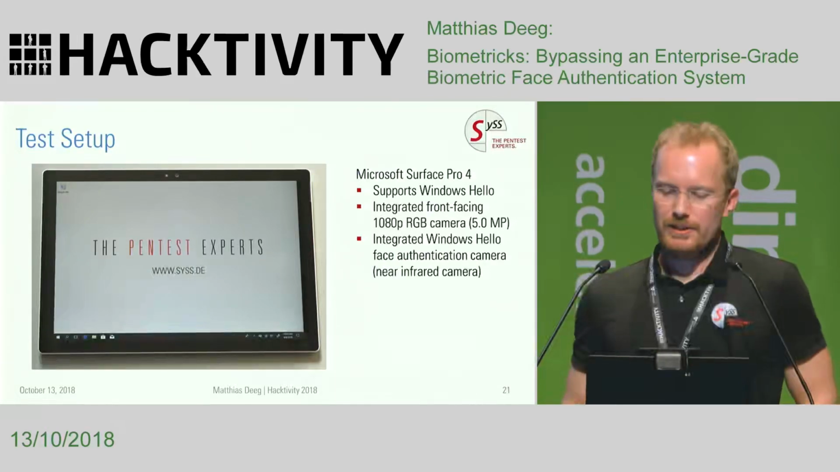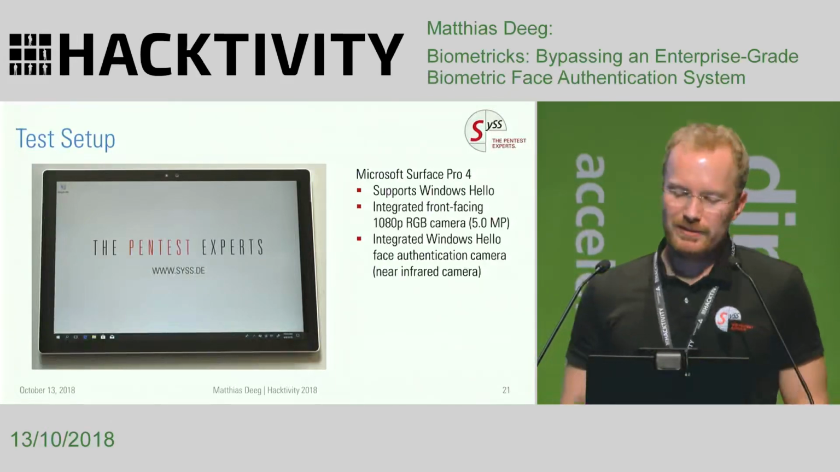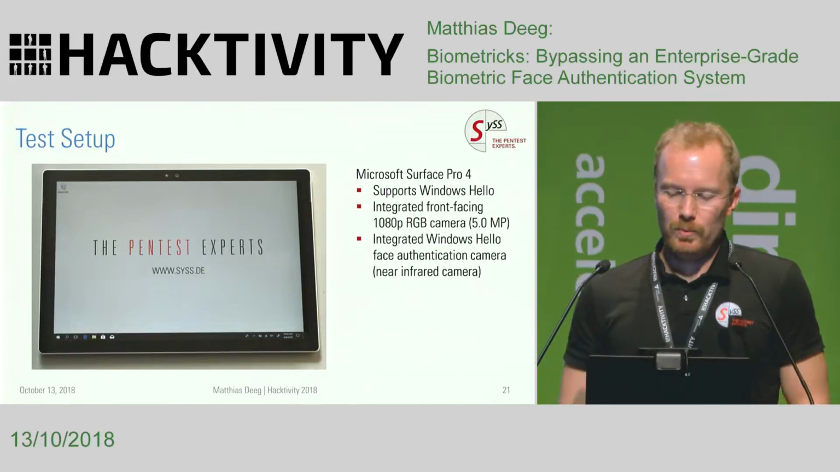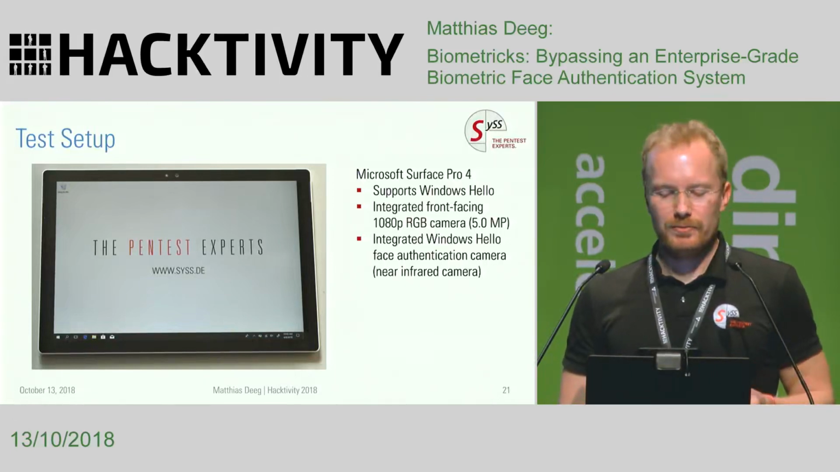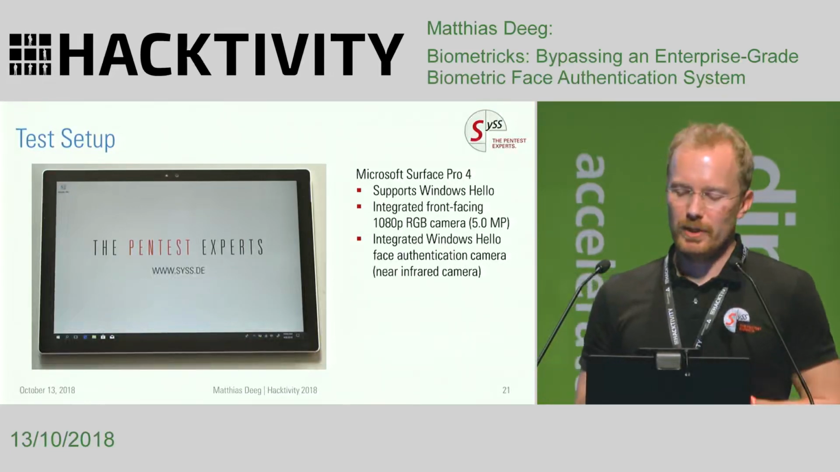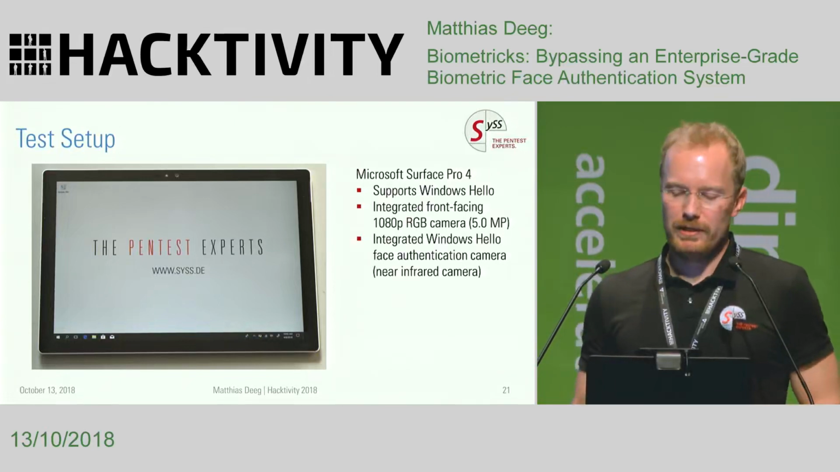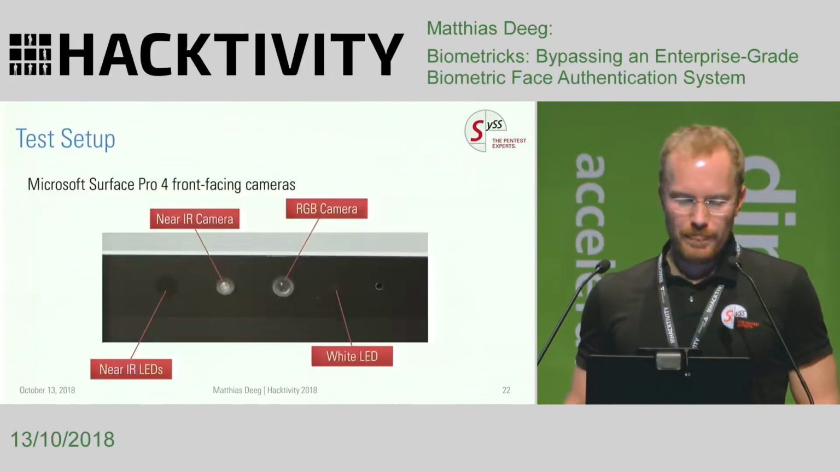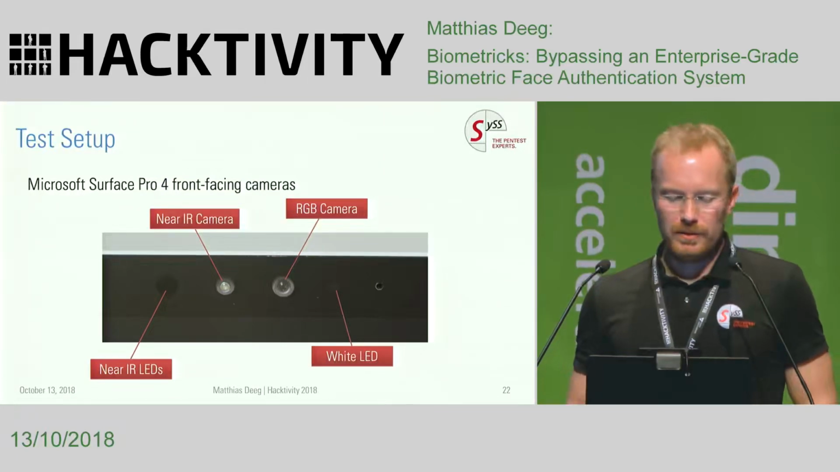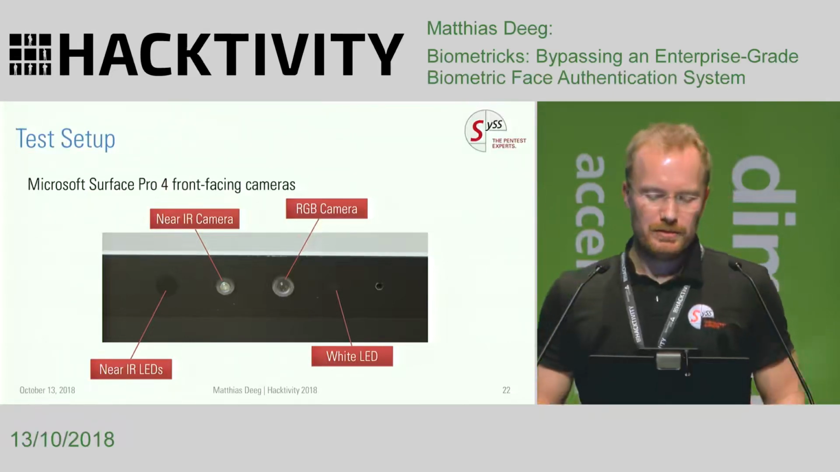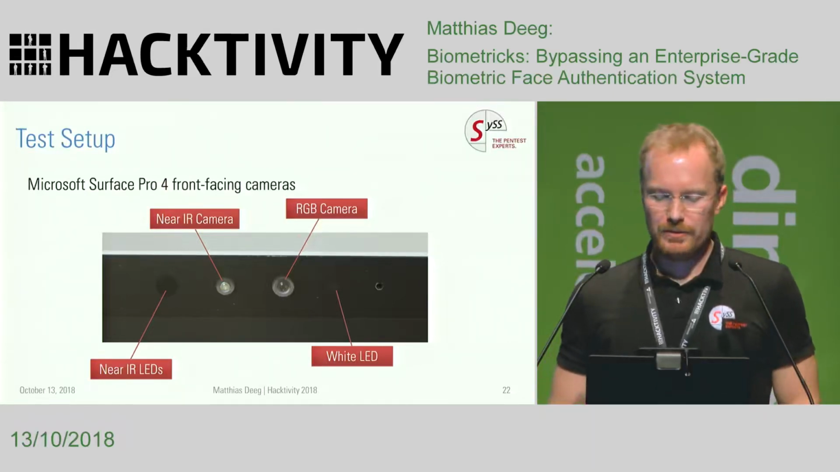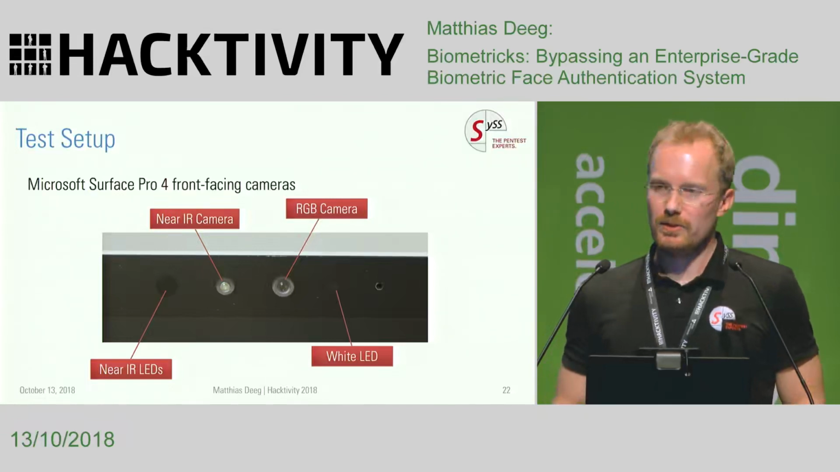And that's the second test device we've used. It's a Microsoft Surface Pro device. It supports Windows Hello with its built-in cameras. So it also has 2 front-facing cameras. One is a 180p RGB camera, and the second one is a specific Windows Hello near-IR camera. And here's a close-up photo of this device. Same setup, near-IR camera. Besides, there's an RGB camera. We have near-IR LEDs for illumination purposes or lighting, and there's also a status LED when the RGB camera is on.